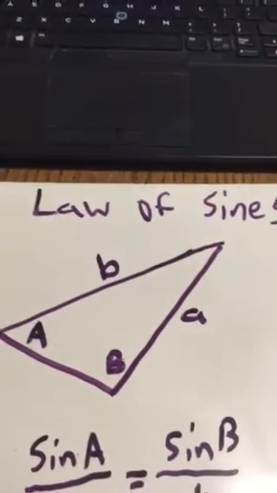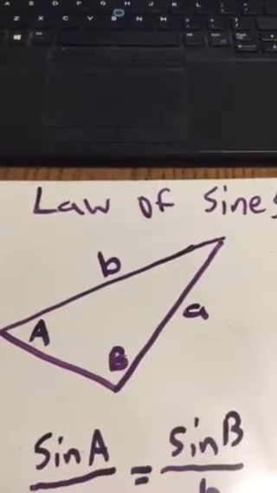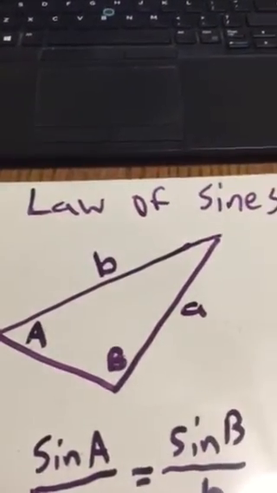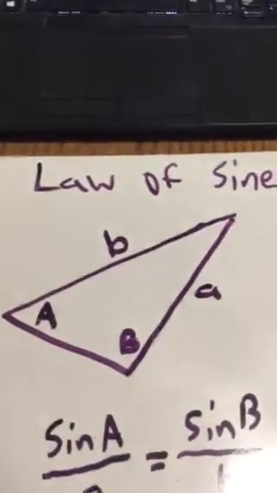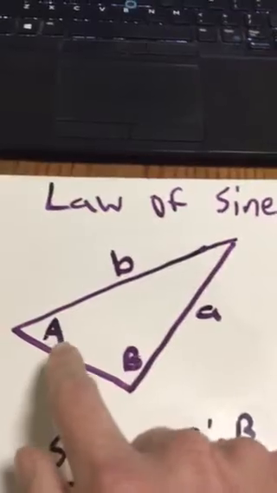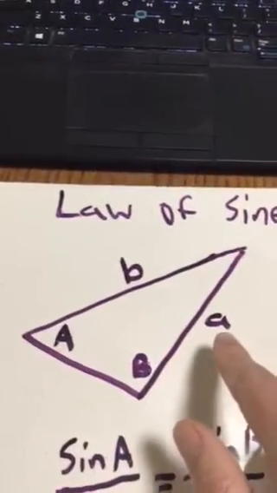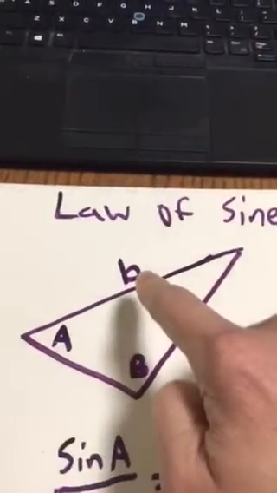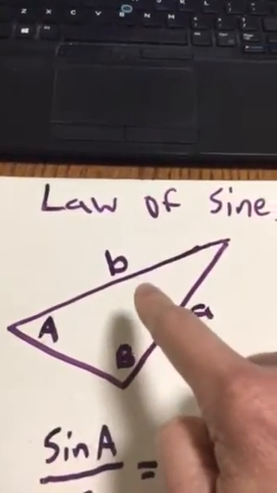Hi guys. So last week we learned about the law of sines, and you can use the law of sines to find a missing angle or to find a missing side of a triangle. So down here I wrote out a triangle, and I have angle capital A and side lowercase a, and I have angle capital B, and right across from that, side lowercase b.